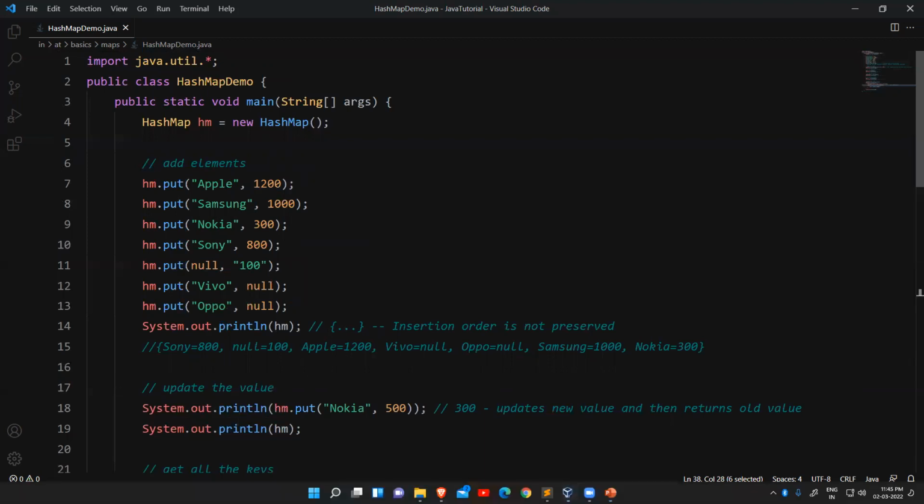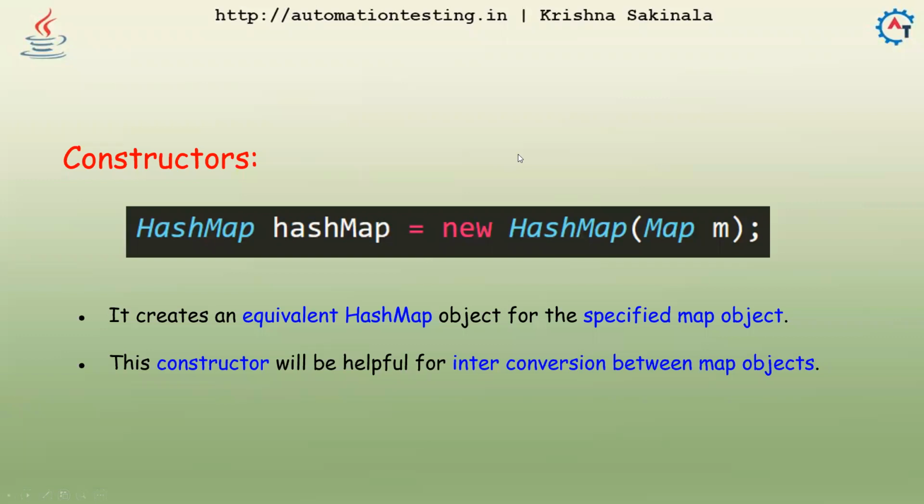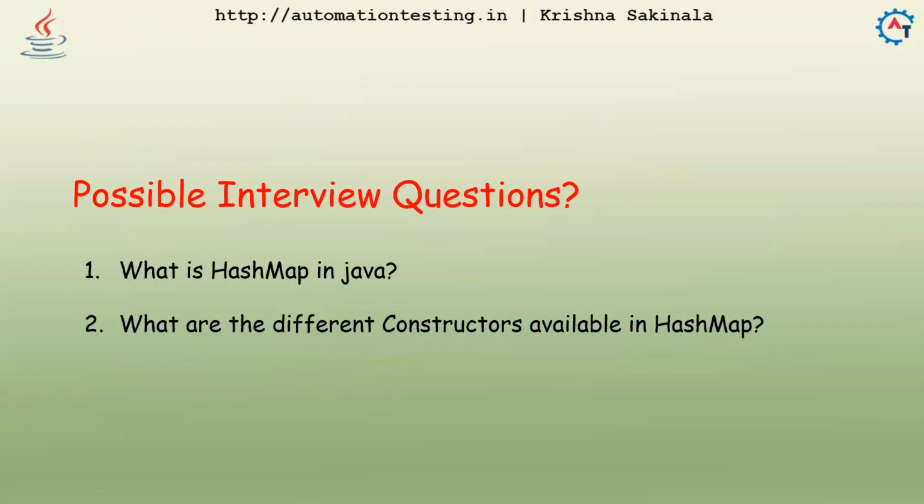So what could be the possible interview questions from here? What is hash map in Java, and what are the different constructors available in hash map? They can also ask what an entry is in the hash map. So one key value pair is an entry.